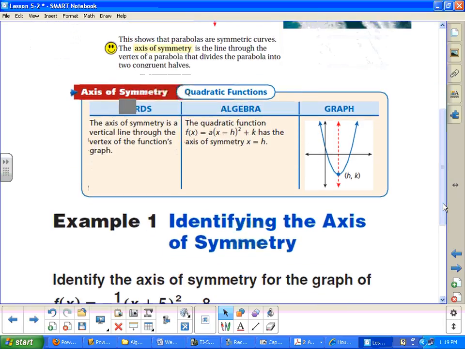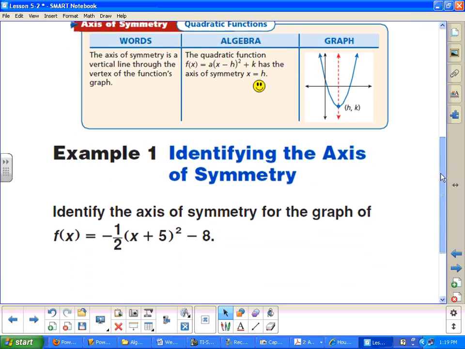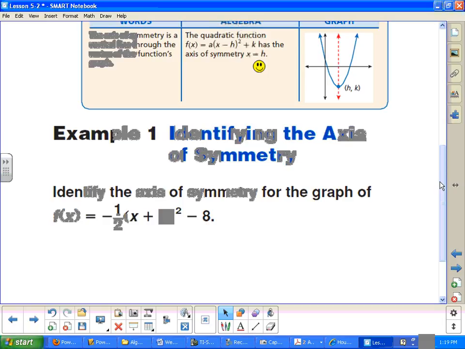So if we have our quadratic function in vertex form, remember, here's our vertex form here. If you have it in vertex form, then the axis of symmetry is just the line x equals h. So the axis of symmetry is a vertical line that cuts a graph in half. When it's in vertex form, it's the line x equals h, because it's whatever the x value is of the vertex.